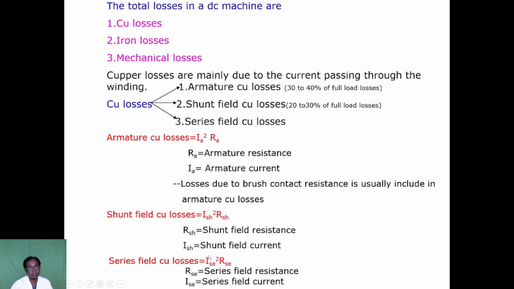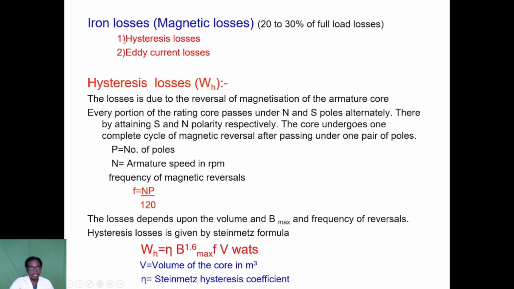And copper loss: the copper loss is armature copper loss and field copper loss. In the field copper loss, there are shunt copper loss and series copper loss. In the armature copper loss, there is armature resistance loss and loss due to brush contact. This happens due to brush contact. And the shunt field winding, the field winding, is also the same. And iron loss: hysteresis loss and eddy current loss.